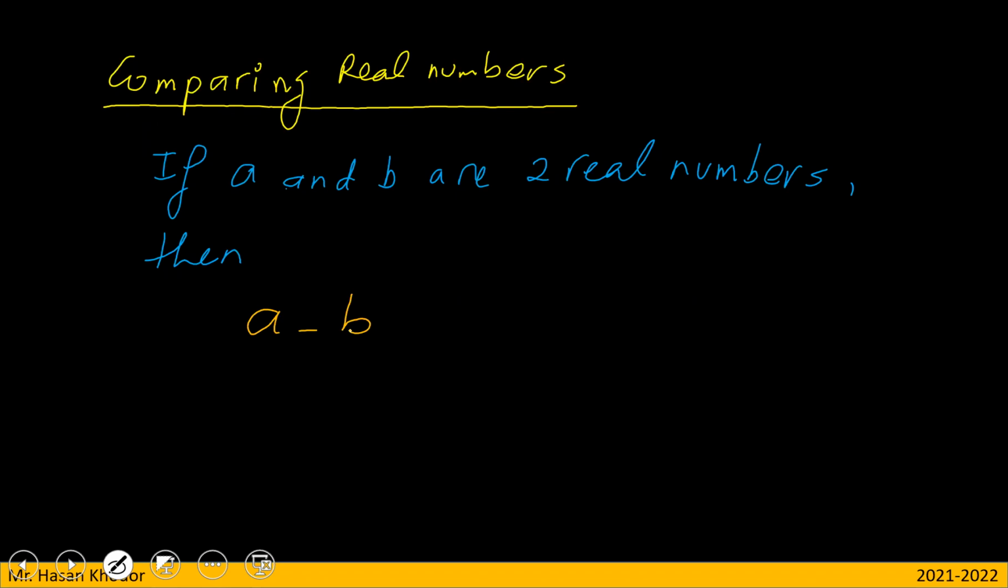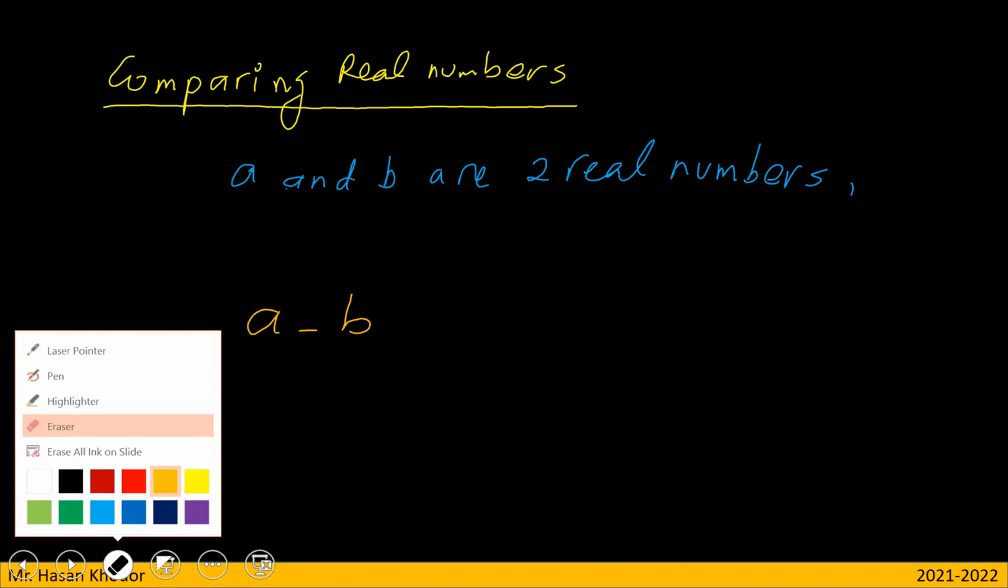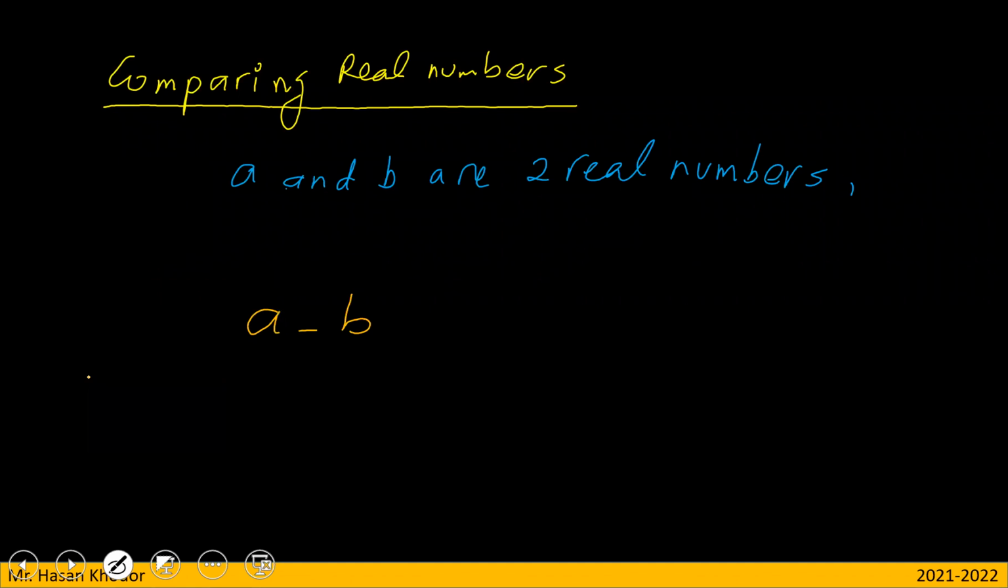Let's say we get a minus b. What happens in this case? If the product is negative, if a minus b is negative, it means b greater than a, and vice versa. It's not called product, what is it called? Subtraction. The result is called the difference.